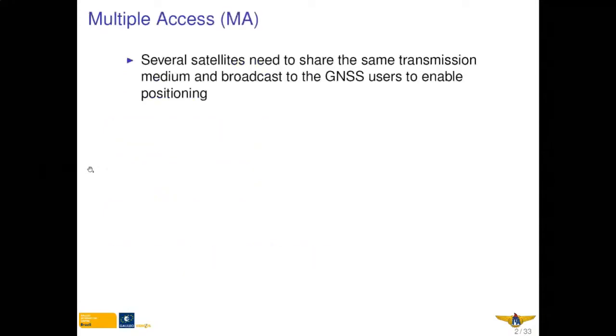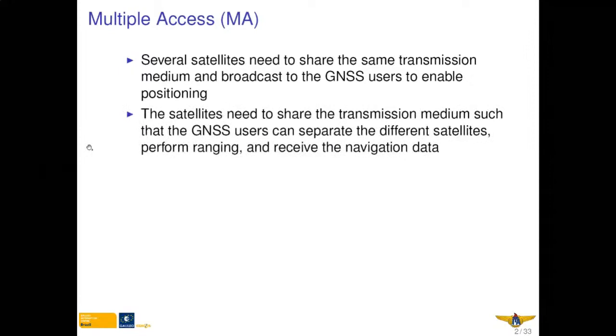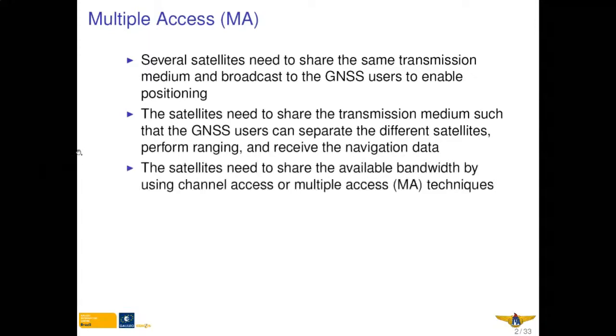So several satellites need to share the same transmission medium and broadcast to the GNSS users to enable positioning. The satellites need to share the transmission medium such that the GNSS users can separate the different satellites, perform ranging, and receive the navigation data from each of the satellites. This is very important for positioning, and this is the purpose of the signal.